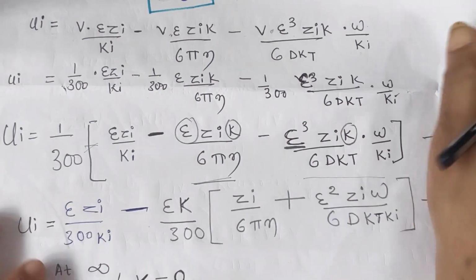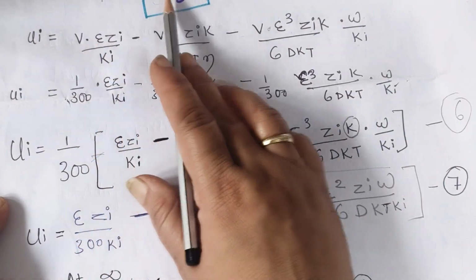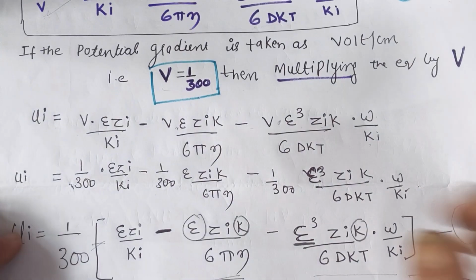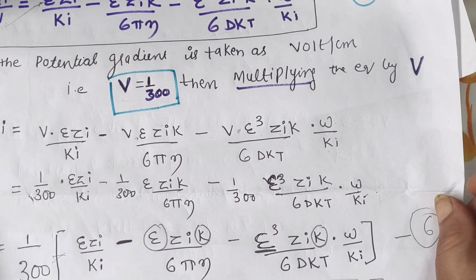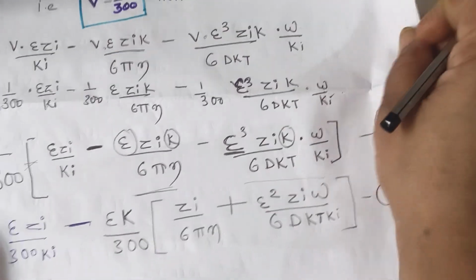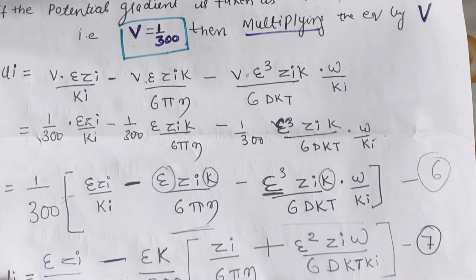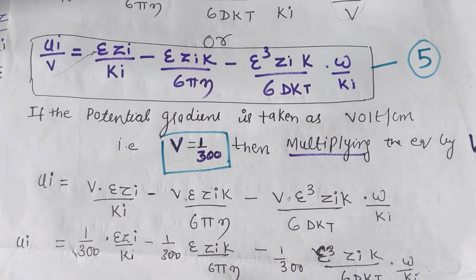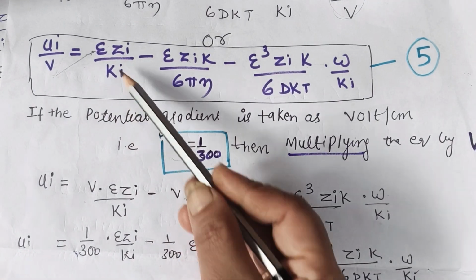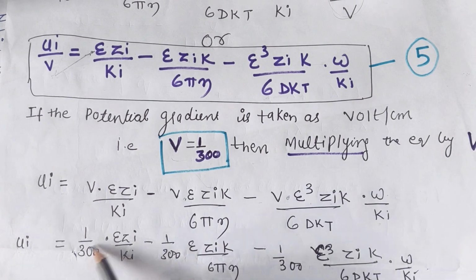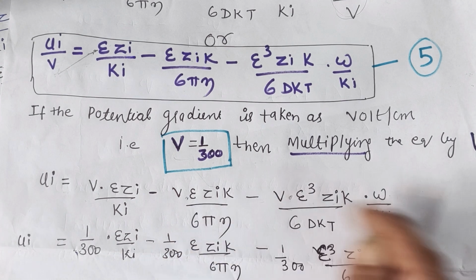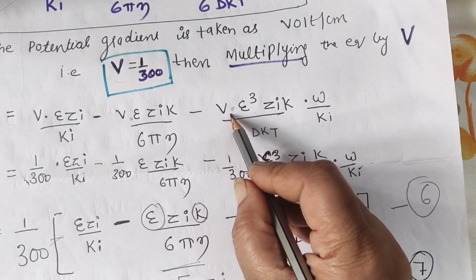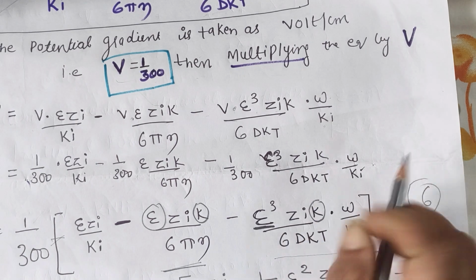Now when we have taken v, in place of v you have to put v equals 1 by 300. So we have to put the whole value like this. In the whole equation you will have epsilon zi by ki, so you have to put 1 by 300 epsilon zi by ki minus 1 by 300, in place of v put 1 by 300. So here also in place of v put 1 by 300, so you will have the same.